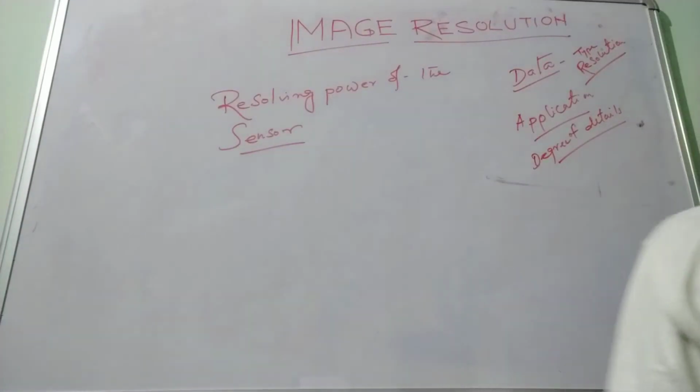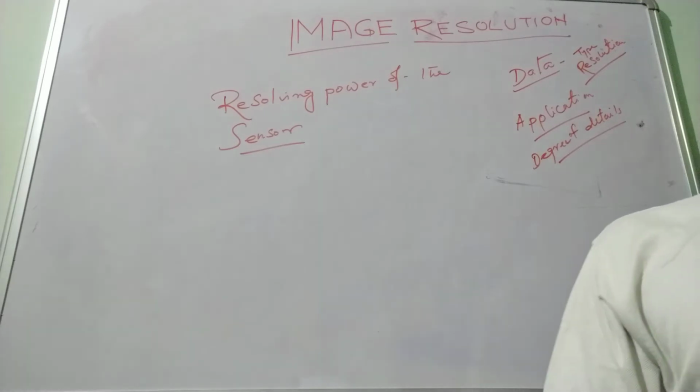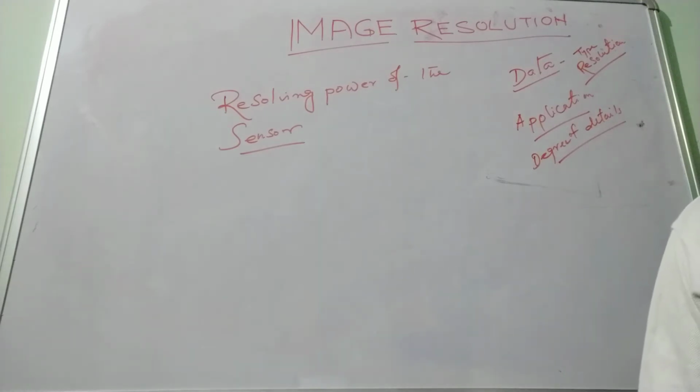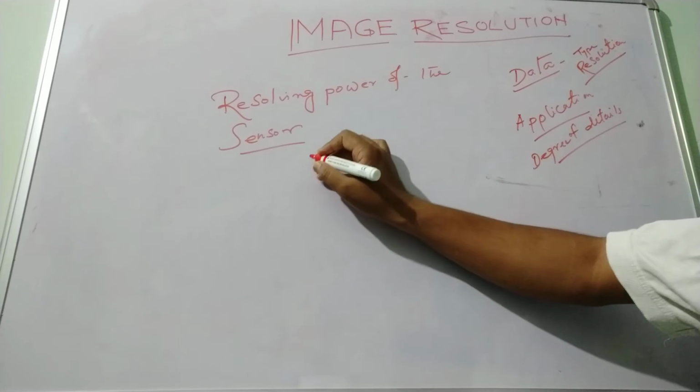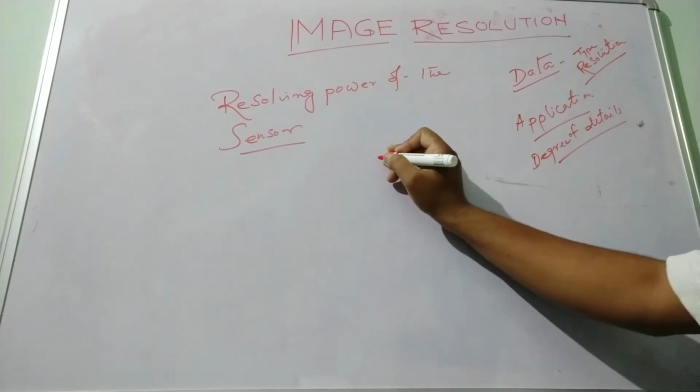So basically we can say the image resolution contains not only the competence to recognize the occurrence of two objects but also their characteristics.